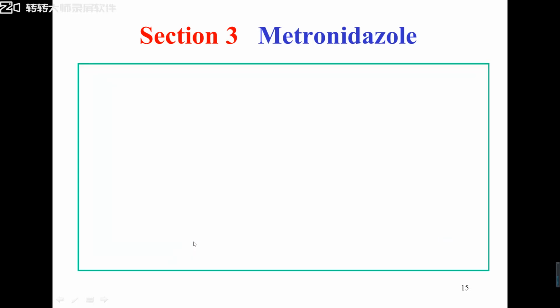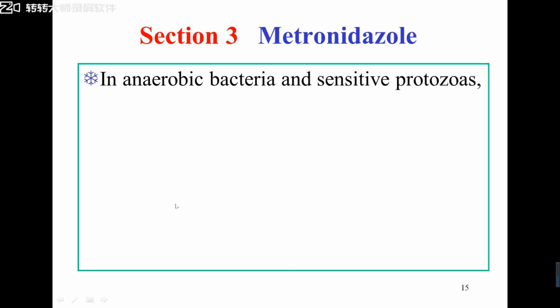The last antibacterial agent, metronidazole, is very useful against anaerobic bacteria and sensitive protozoa. We studied lots of antibiotics, but most of them only inhibit or kill aerobic bacteria. But in some pelvic cavity infection, oral cavity infection or abdominal cavity infection, most of them are infected with anaerobic bacteria. And for this anaerobic bacterial infection, we can use metronidazole.